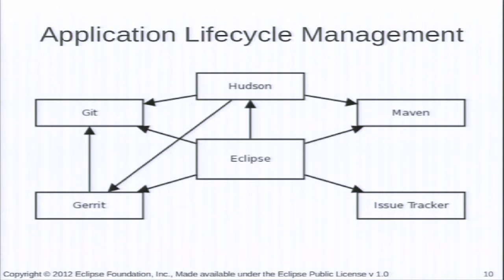So application lifecycle management has become a huge thing at Eclipse. And in fact, a lot of our projects use a lot of this technology as part of their build processes and their day-to-day processes. We have projects, for example, that use Gerrit and integrate Gerrit with Hudson. So when somebody contributes something through Gerrit, it kicks off a Hudson build. And then Hudson tells Gerrit, hey, this thing built okay. There's some very wonderful stuff that happens with this application lifecycle management technology.